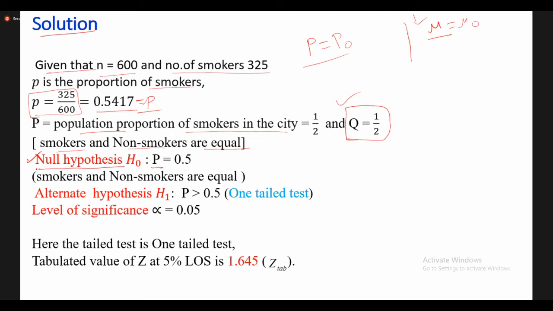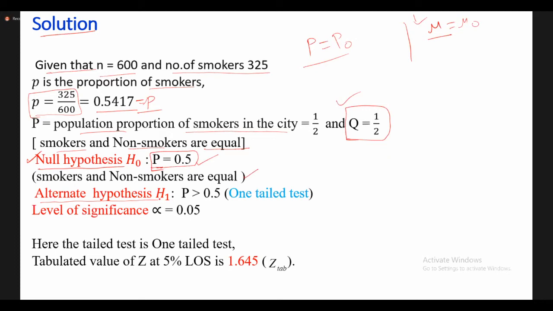All of you listen carefully. Null hypothesis, the first step. First step is we have to set up the null hypothesis. That is H naught: P equals 1 by 2, that is 0.5. Smokers and non-smokers are equal. And the second step is the alternative hypothesis. Alternative hypothesis is denoted by H1.